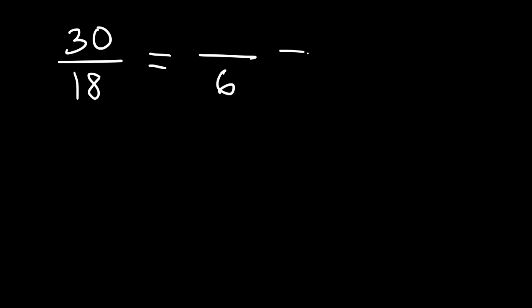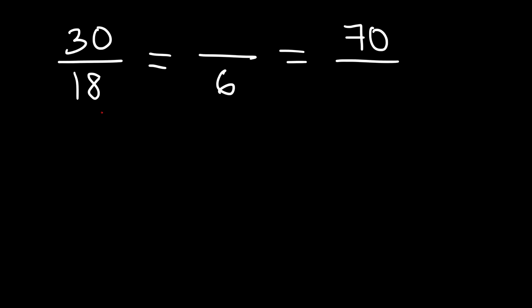Let's try another problem. Let's say we have 30 over 18 is equal to something over 6, which is equal to, let's say, 70 over something. Find the two missing numbers.